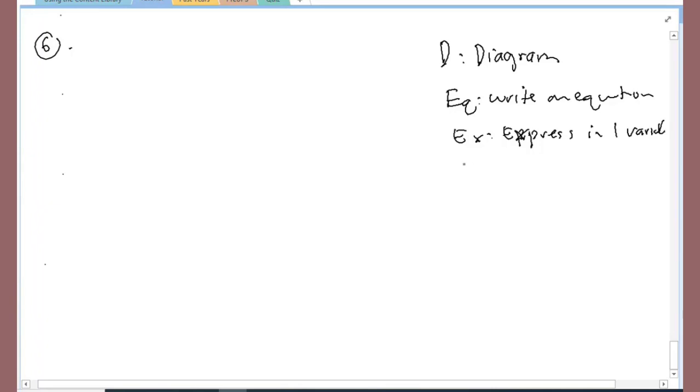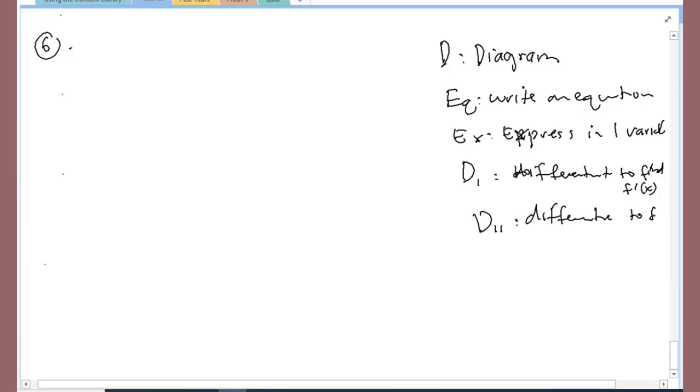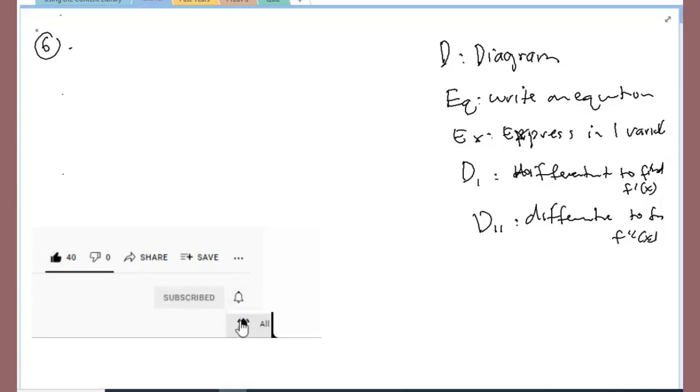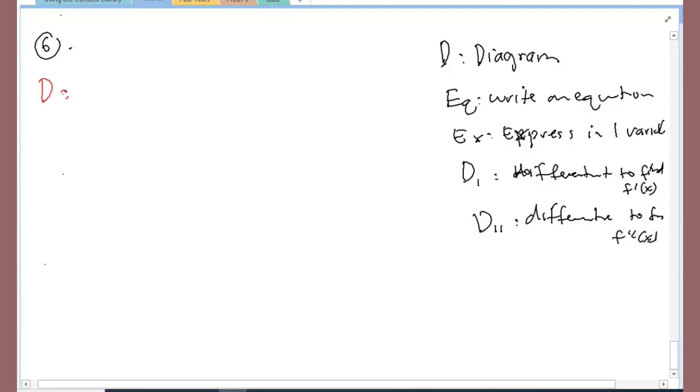Then differentiate, the first derivative, to find f prime. And the second derivative, differentiate again to find f double prime. This is to test and confirm whether it is a maximum or minimum. So deduct.